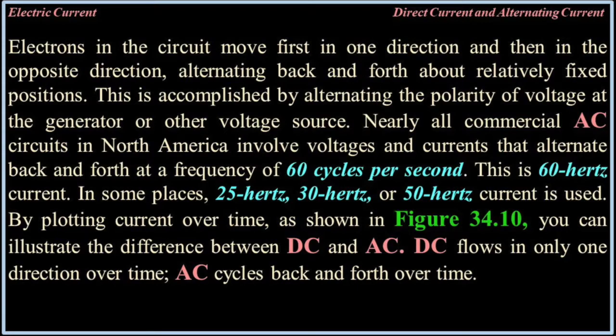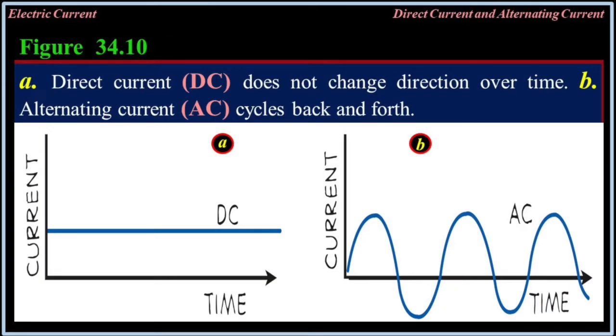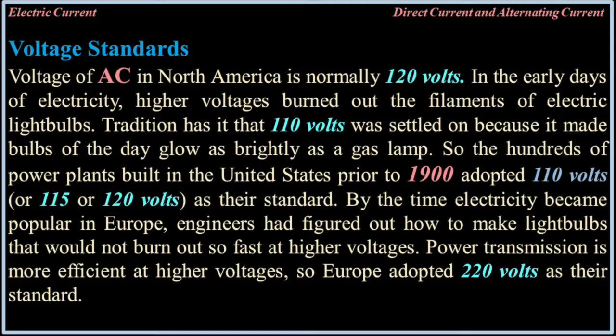AC cycles back and forth over time. Figure 34.10. A. Direct current does not change direction over time. B. Alternating current cycles back and forth. Voltage standards. Voltage of AC in North America is normally 120 volts.